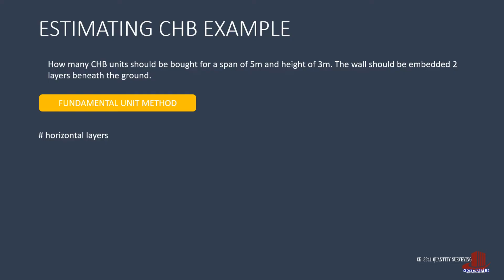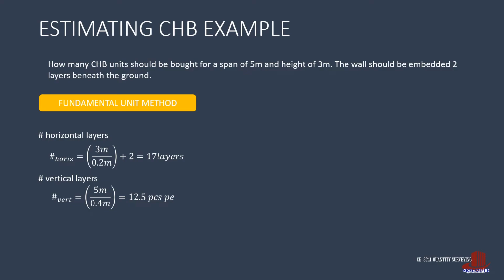The computation takes the height of the wall divided by the height of individual CHB, or that is 3 meters divided by 0.2 meters, and don't forget to add the 2 layers embedded under the ground. And the result is 17 layers. Now for the number of pieces in each layer, divide the length of 5 meters by the length of each CHB, which is 0.4 meters, giving 12.5 pieces per layer. The number of CHB is the product of the horizontal and vertical layers. So that's 17 by 12.5, which is 212.5 pieces for the wall.